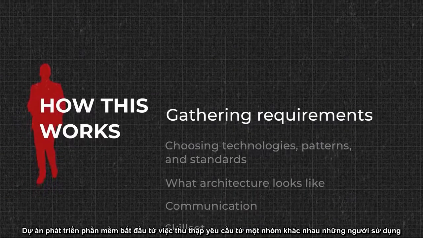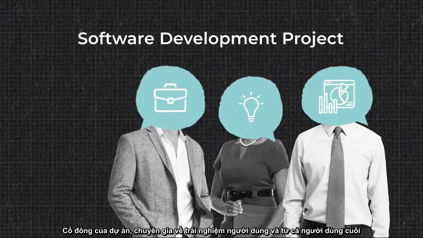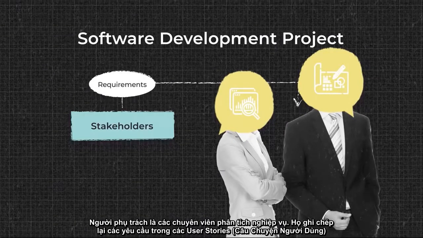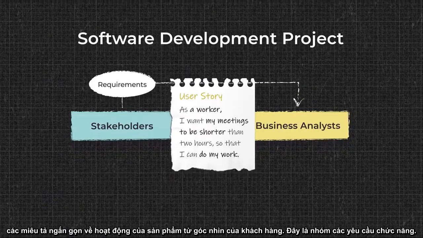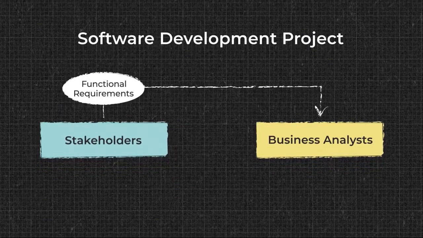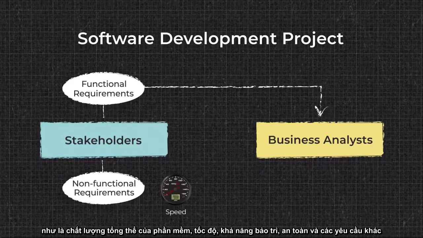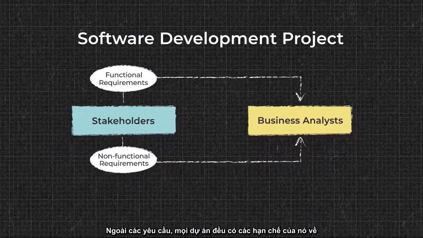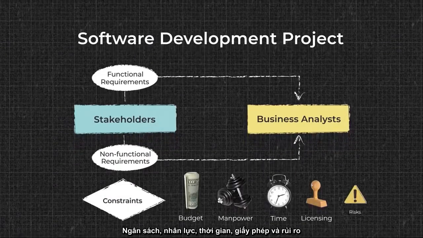Any software development starts with gathering requirements from a diverse group of people: stakeholders, user experience specialists, or even end users. Business analysts are in charge. They document requirements in user stories, short descriptions of product behavior from a customer perspective. These are functional requirements. There are also some non-functional ones: the general qualities of software, its speed, maintainability, security, and some others. Besides requirements, any project has its own constraints: a budget, manpower, time, licensing, and risks.